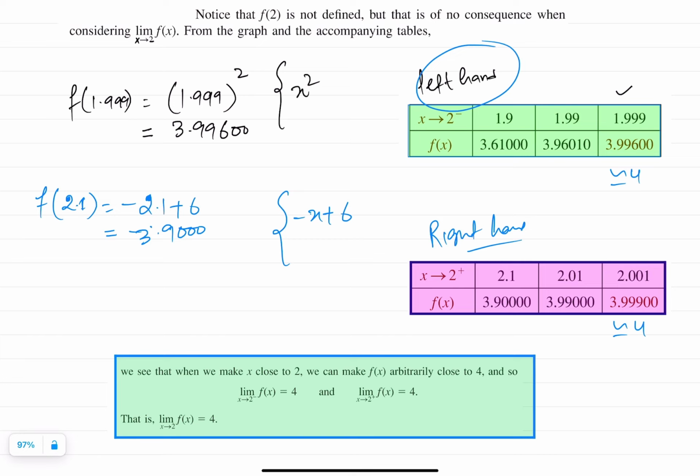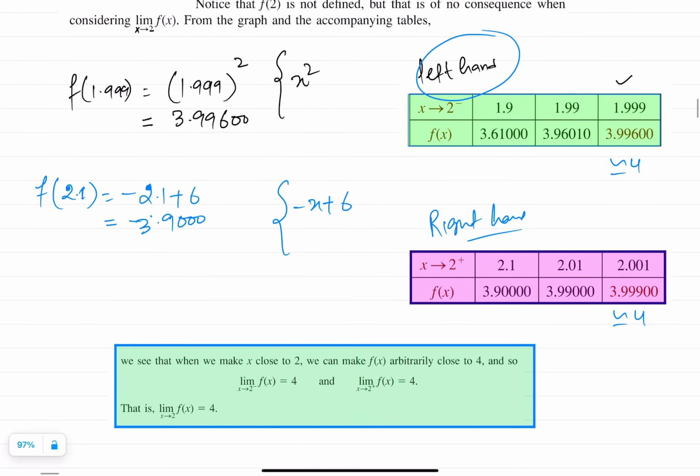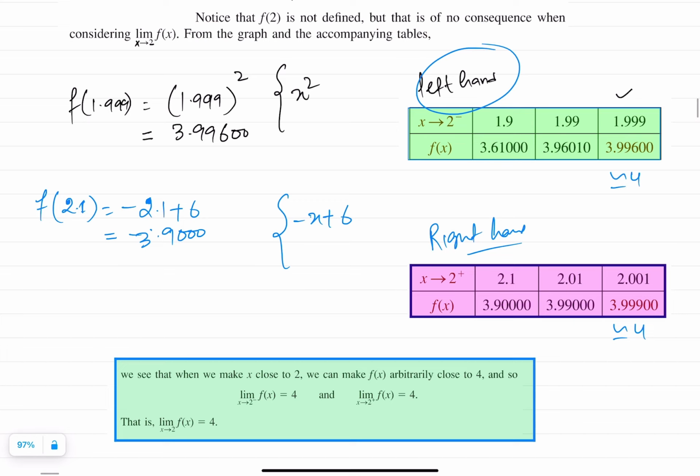That means the left hand limit is equal to 4 and the right hand limit is equal to 4. So if we want to find the limit at that particular value, for example 2, the limit value will be equal to 4. Remember that the function is not defined at x equal to 2. We only have to take values that are closer to 2, either approaching from the left side or from the right side.